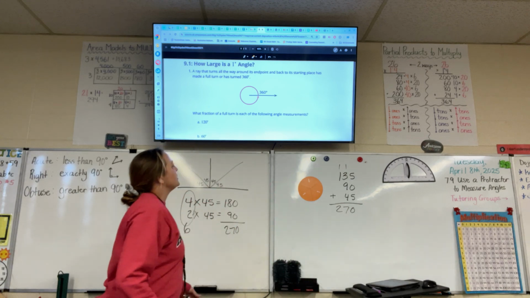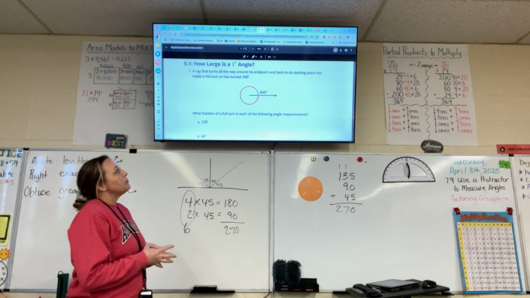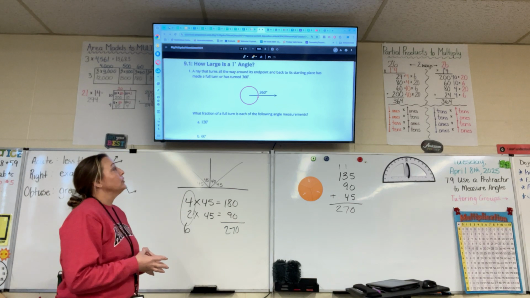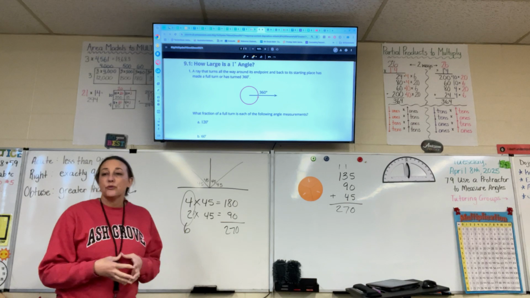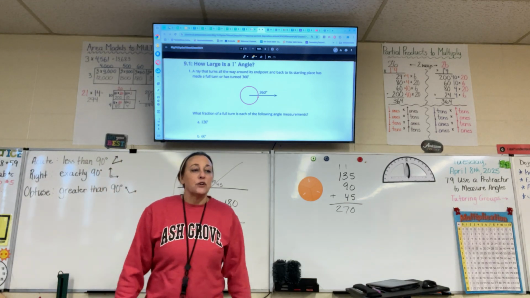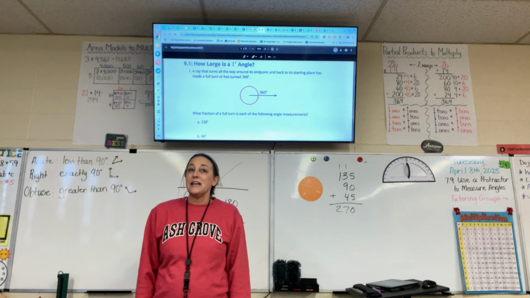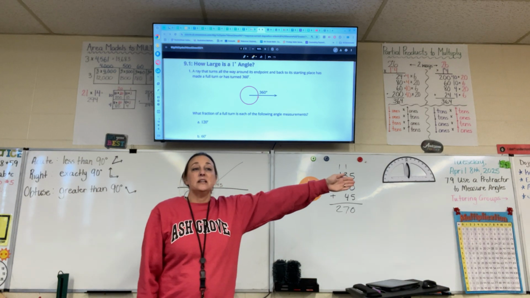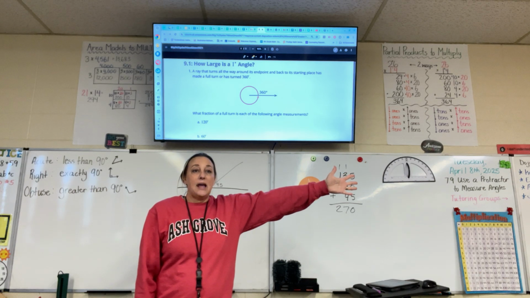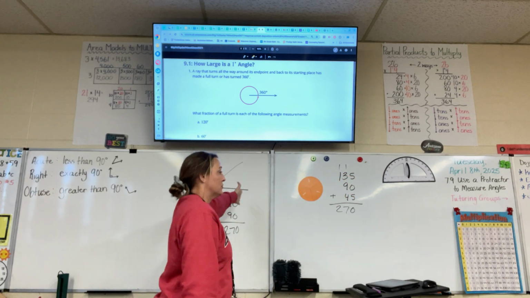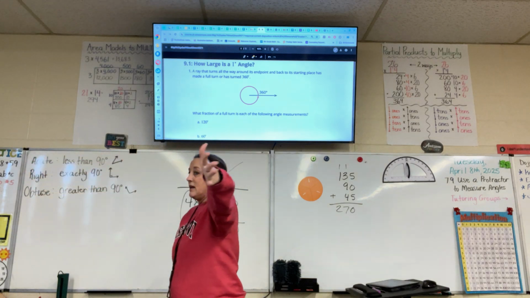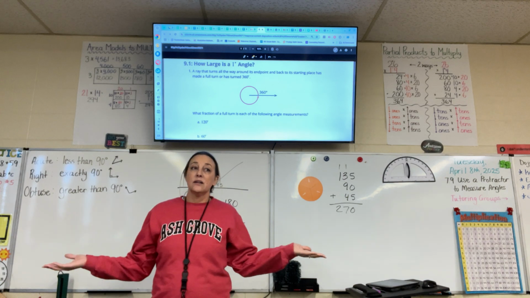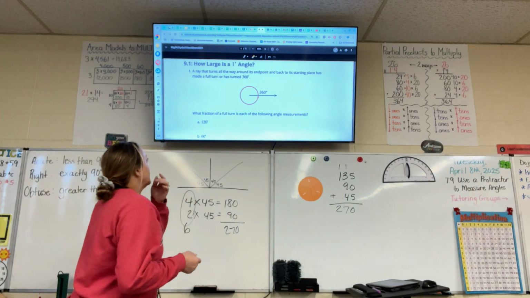A ray that turns all the way around its end point and back to its starting place has made a full turn or has turned 360 degrees. So if you think of me as the ray's end point, the point on the end of the ray, and this is the arrow, okay? And if I turn, keep straight in the exact spot and turn around and end up back here, I've turned how many degrees? 360.